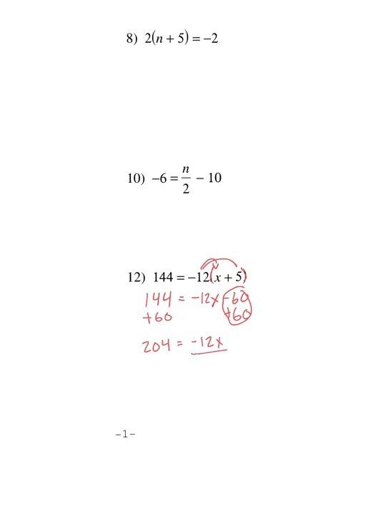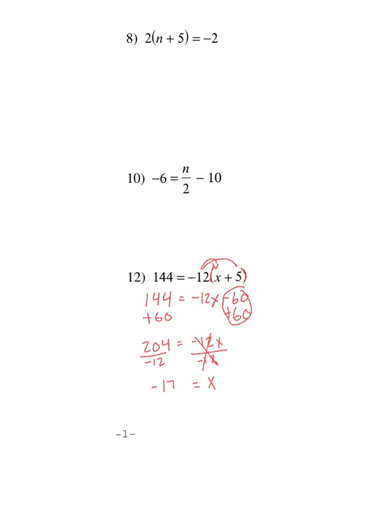And then I would divide both sides by negative 12, because what I had was negative 12 times x. The opposite of multiplying is dividing. So I divide both sides by negative 12. This cancels. That gives me x. And this would give me negative 17.